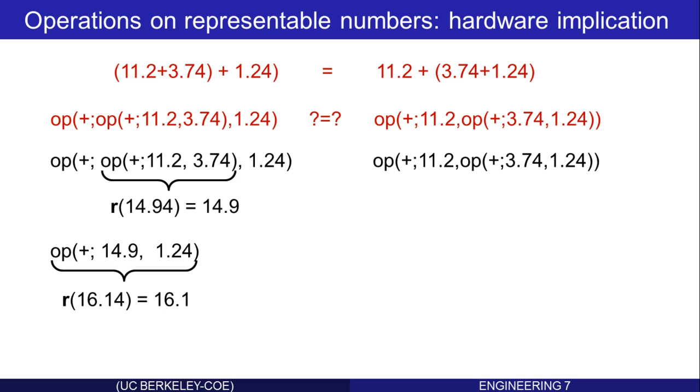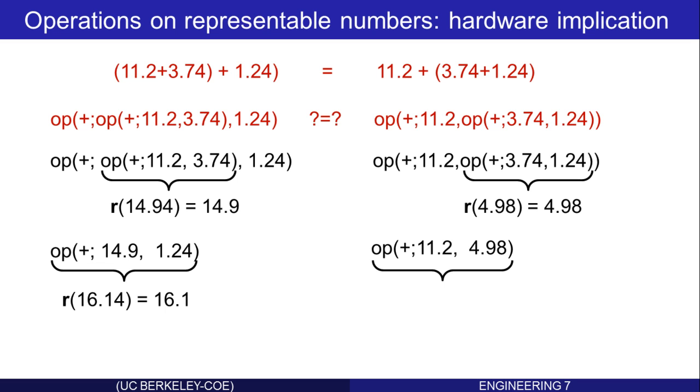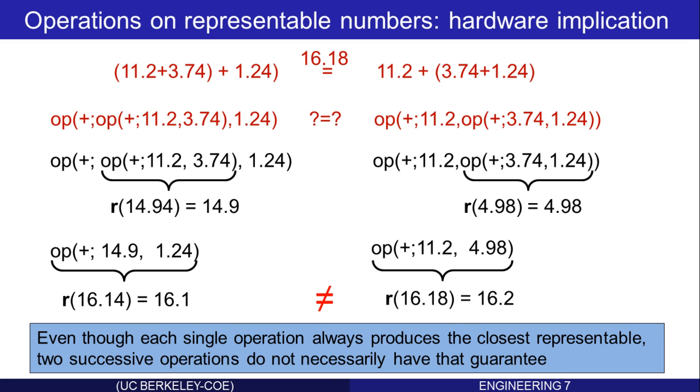How about the other side? The first operation results in the exact value of 4.98, which is representable. No rounding occurs. The next step adds that to 11.2, resulting in the exact value of 16.18, and the rounding to nearest representable gives 16.2. These are not equal. What's the exact number? The exact number is 16.18. On the left, the final result did not end up with the closest representable number to the exact answer. What we see is that even though each single operation always produces the closest representable, two successive operations do not necessarily have that guarantee.